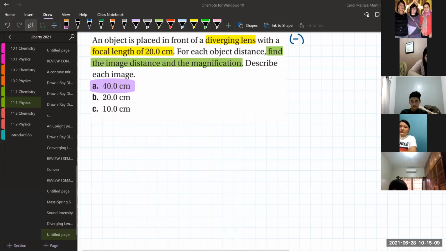And we need to start by listing the givens. The first given, well, I don't know about your opinion, right? But in my opinion, it's a lot better now than last year. So the first given is the type of lens. It is a divergent lens.